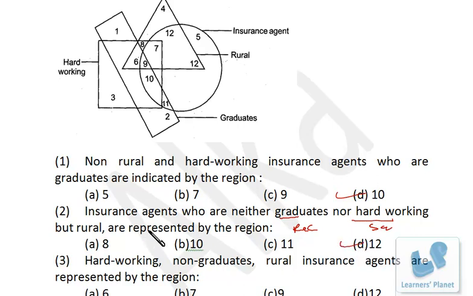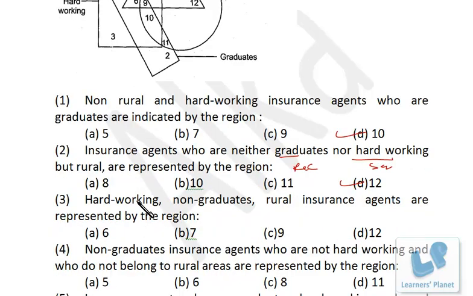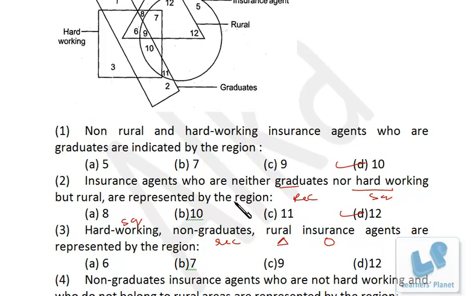So that's D. Now hardworking non-graduates: hardworking means square, non-graduates means not rectangle, rural means triangle, insurance agents means circle. That means the person should not be in the rectangle, otherwise it should be in square, triangle and circle. So number 6 is in the rectangle, so that's not correct. For 7 we have triangle, circle and square, so that's correct.